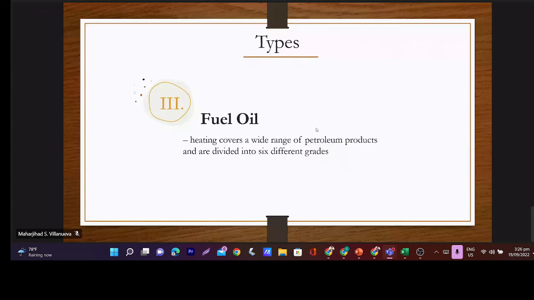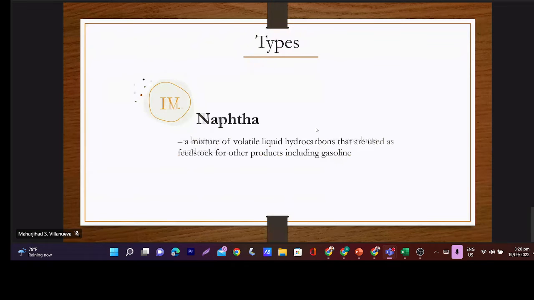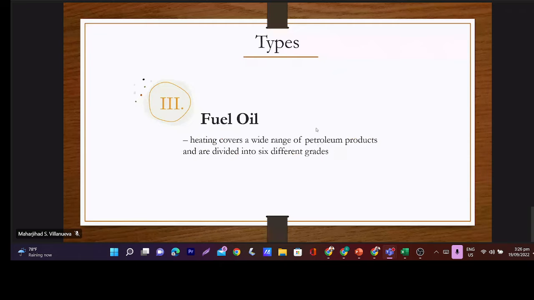Tapos yung number 4 po yung more viscous po than po dun sa mga naunang example po. Tapos yung fuel oil po, tinatawag din po siya minsan as furnace oil. Next po.